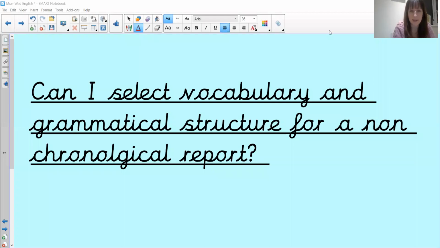Good morning, Year 5. So today we're going to carry on with our non-chronological report, and we're going to be selecting vocabulary and grammatical structure for a non-chronological report. So that means just using different types of sentences to make your writing interesting.